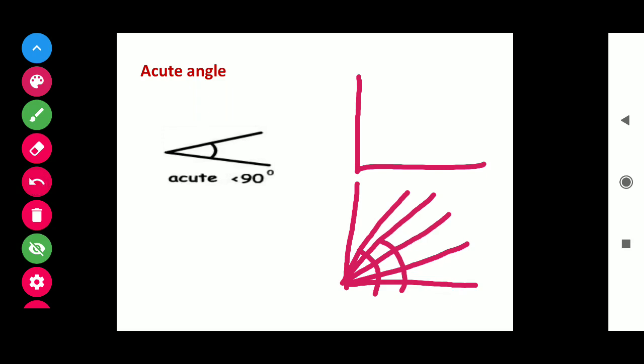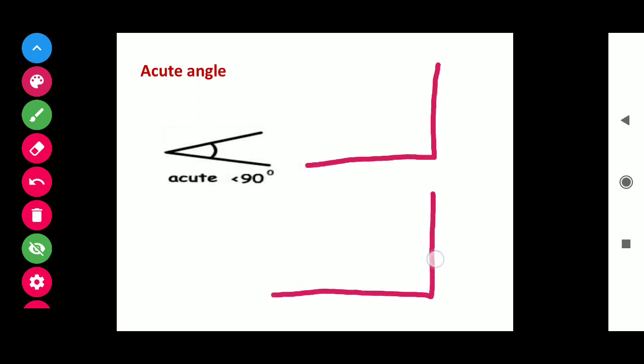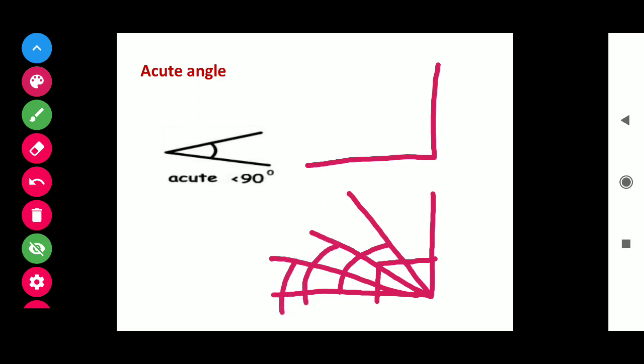I can show you another one. Suppose this is your right angle. Then which one will be your acute angle? This is the right angle. So this one, this one, this one. These are all acute angles.